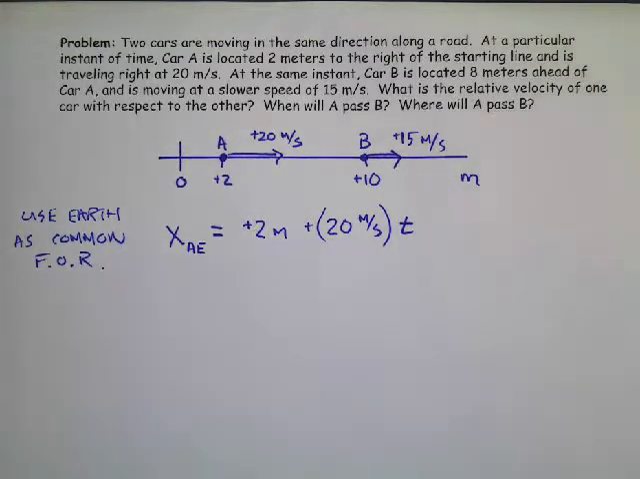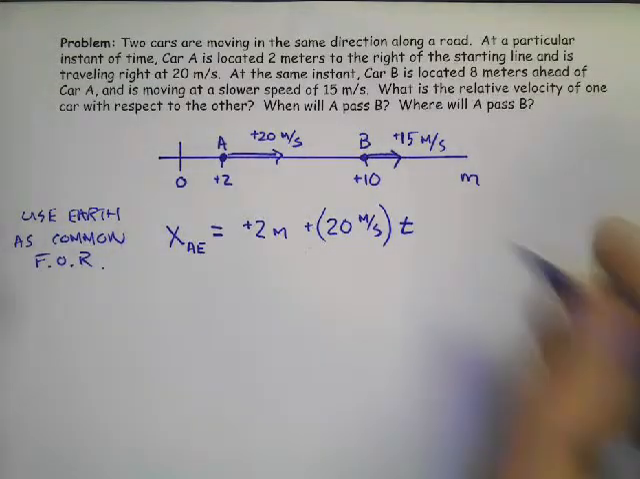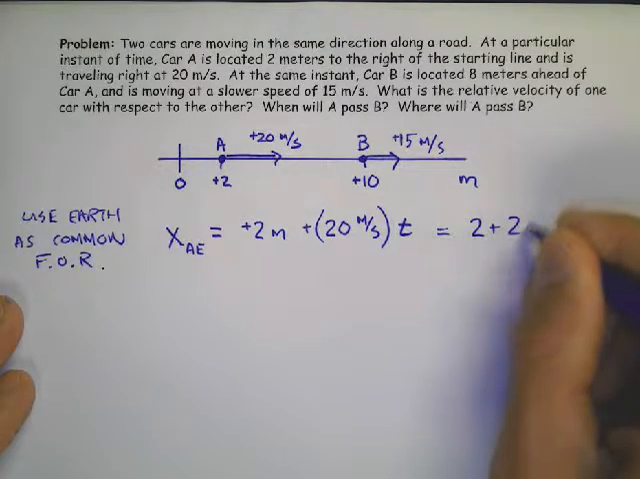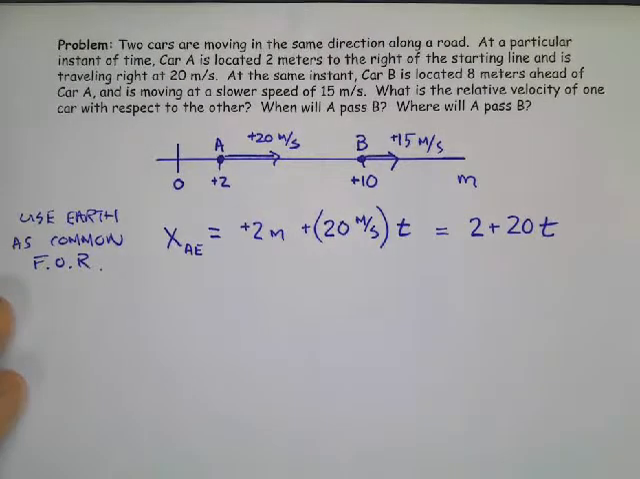Okay. And so that gives us kind of a function here. If you wanted to, you could simplify it. You could say that this is going to be 2 plus 20t. So that gives you the position of A on the number line at any time that you would like.